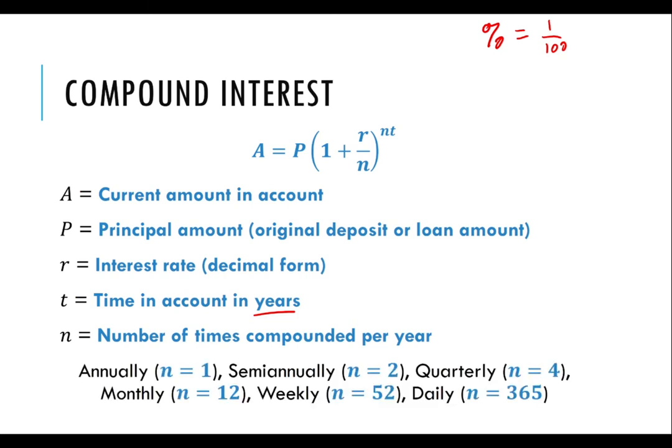And in general, some terms you'll probably see: annually means they're just going to compound it once a year. Semi-annually, we're going to take that to mean 2. Quarterly, 4 times a year. Monthly, 12 times a year. Weekly, 52 times a year. And daily is going to be 365 times in a year.